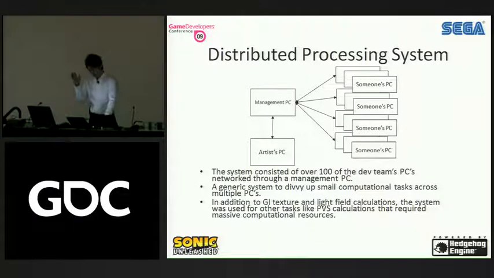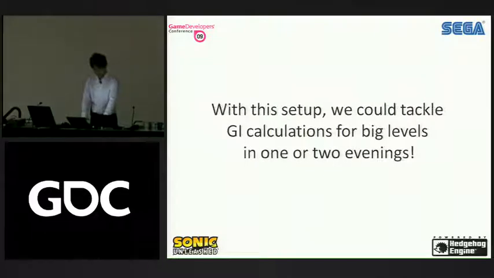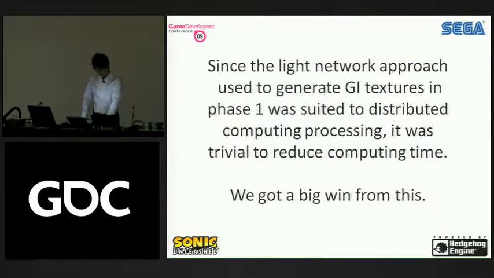GI texture and light field are very heavy calculations, but PVS and other really expensive calculations were done with the same system as well. So as we looked at doing more of a distributed processing system, we were able to cut down the amount of time it would take to 1/10. So we thought, okay, if we set it up like that, we could do it in 1 or 2 evenings, but that wasn't actually the case.